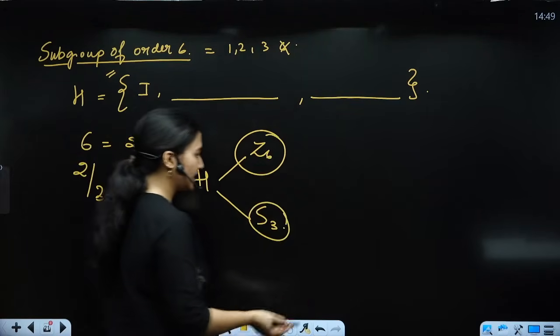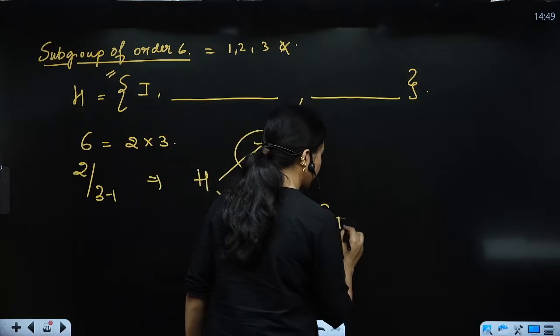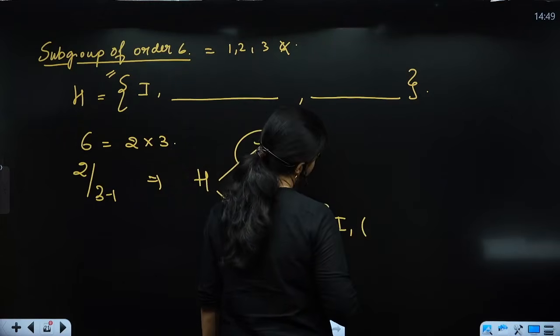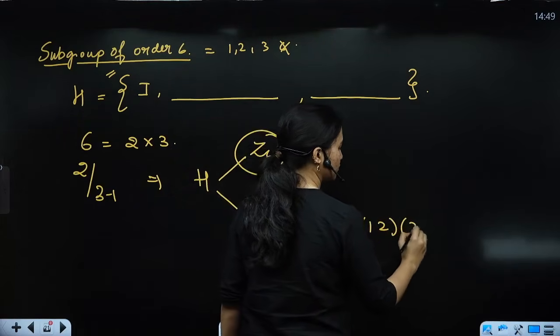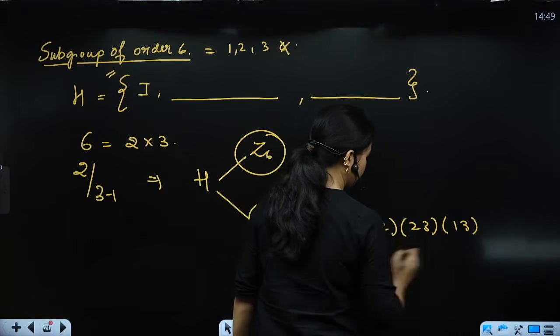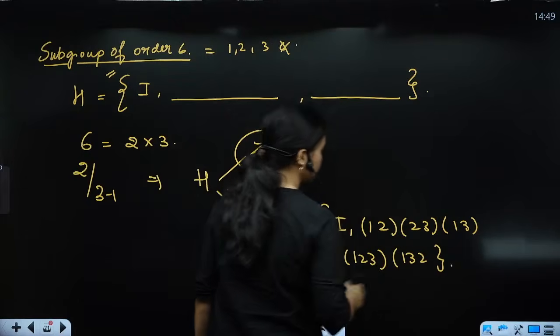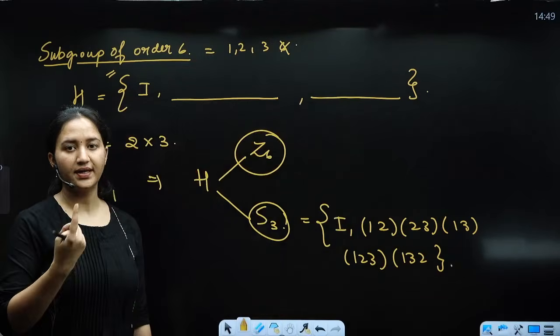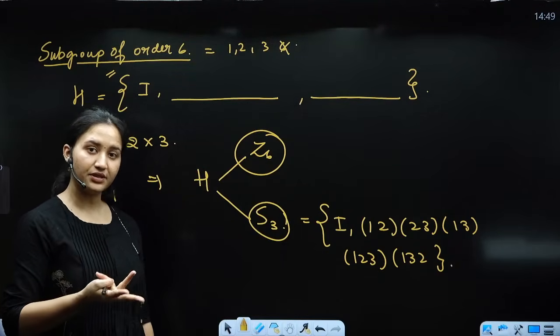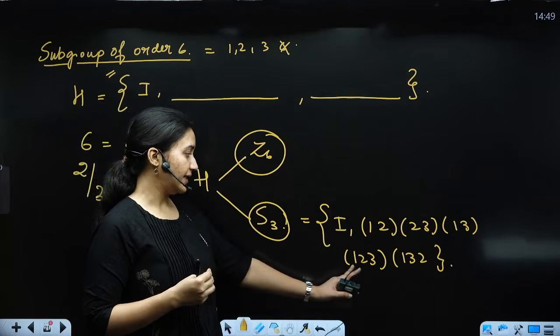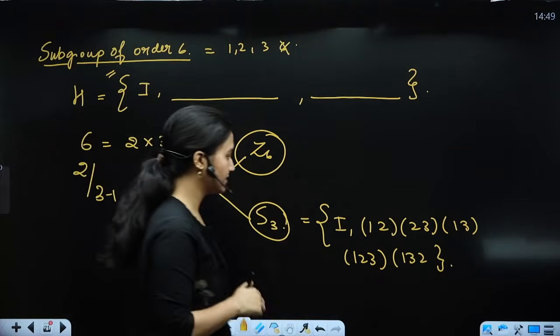And what does our S3 look like? S3 has the identity, (1 2), (2 3), (1 3). Then you have (1 2 3) and (1 3 2), right? So 6 elements are there, of which 1 element is of order 1, 3 elements are of order 2, and 2 elements are of order 3, right?